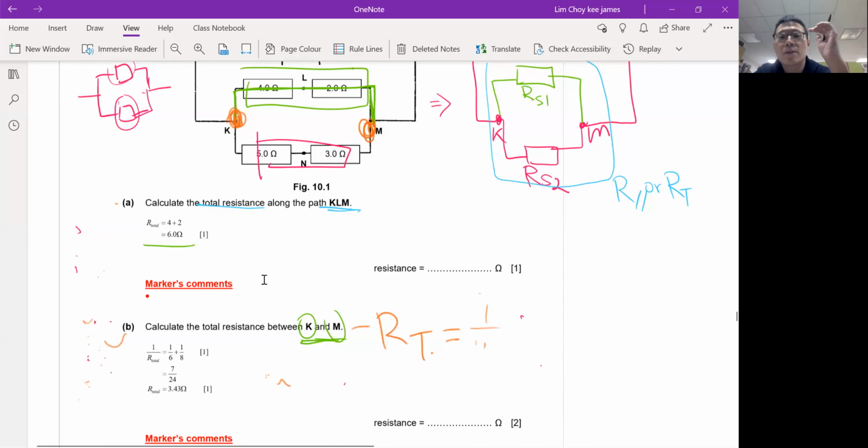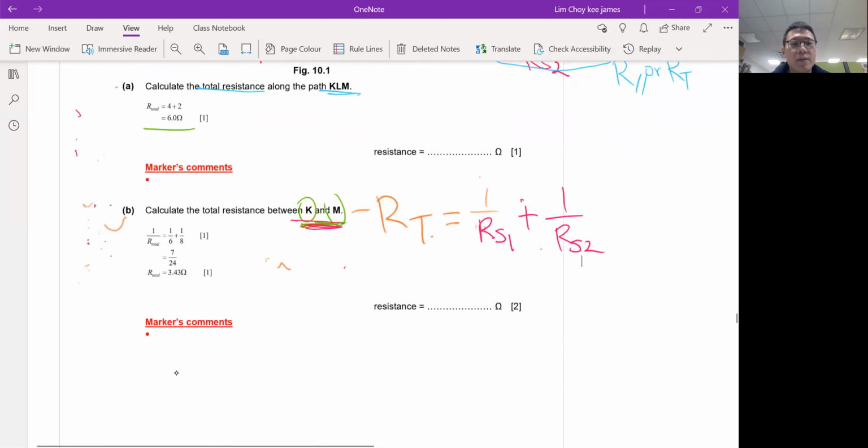Now the question asks for the total resistance of KM. So total resistance between K and M: 1 over RT, which is the R parallel, is equal to 1 over RS1 plus 1 over RS2. This is where you get your 1 over 6 and 1 over 8, for your working.